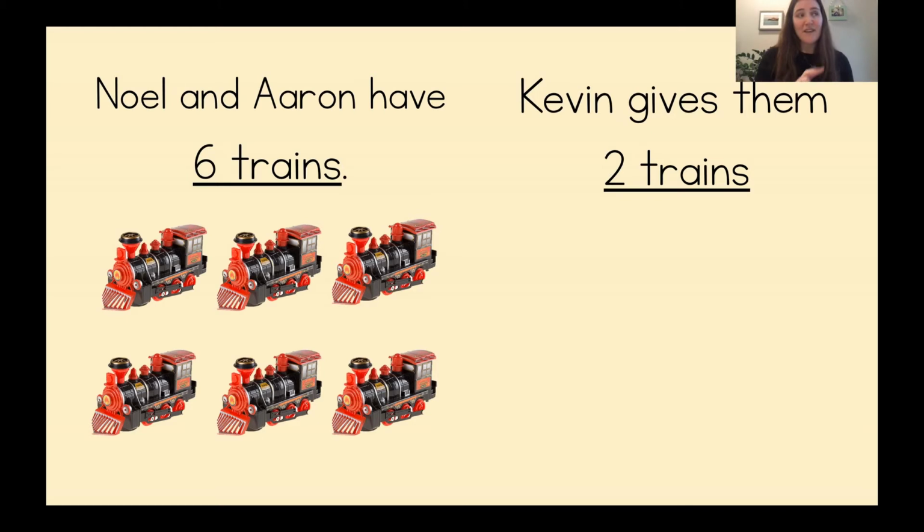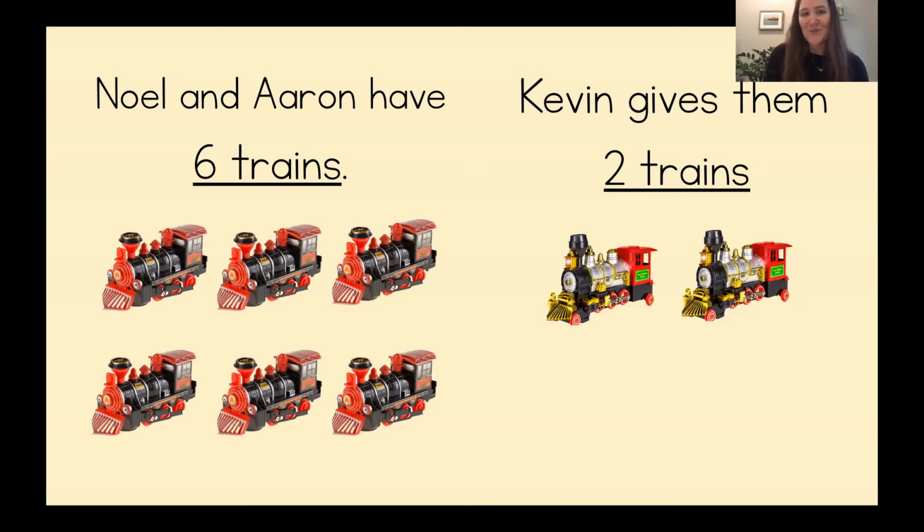Now, Kevin is giving them 2 more trains to play with. So we need to show the 2 trains that Kevin is giving to Noelle and Aaron. You can count with me as I show you the 2 trains that Kevin is giving them. 1, 2. So first we showed the 6 trains that Noelle and Aaron had to start. And then we showed the 2 trains that Kevin is giving to them. Now we need to figure out how many trains are there all together. What is 6 trains plus 2 more trains?